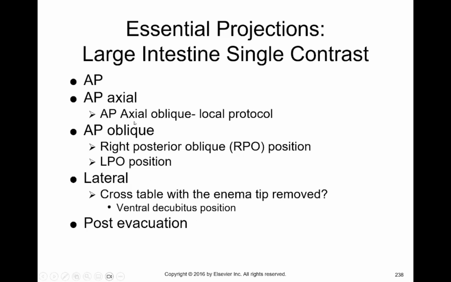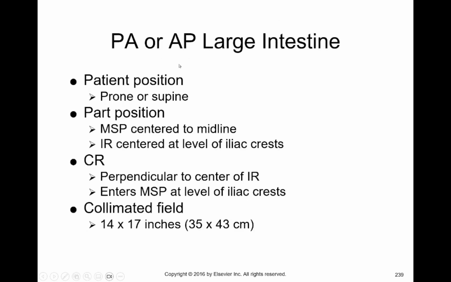So now we're going to talk about each one of these individually. I am going to talk about an AP axial oblique, which is a local protocol that you won't find anywhere else, but I will cover that as well. It's just like the AP axial, it's just with the patient in an LPO position.